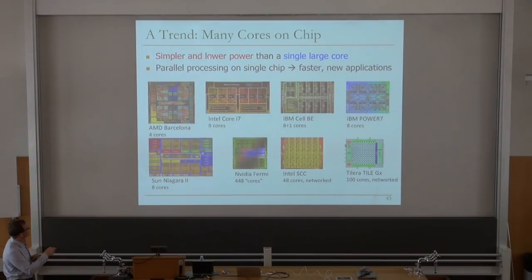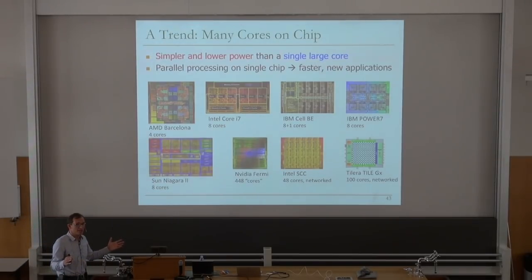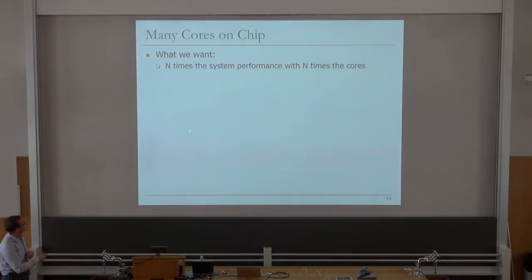So the benefit of this is you get parallel processing on a single chip. If you can parallelize your program, you can get faster applications, you can enable new applications, and you can do it energy efficiently. Because a single core consumes a lot of energy, but with many cores, maybe you don't need as much power in each core. You can reduce the energy of each core, but you can parallelize your program and get the same performance, perhaps, at much better efficiency.